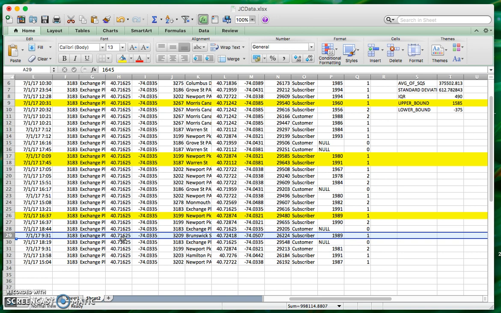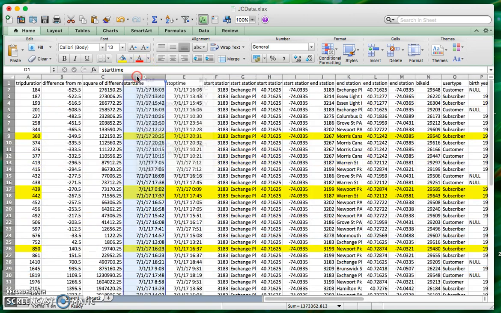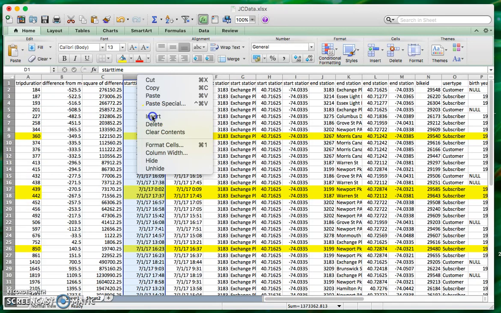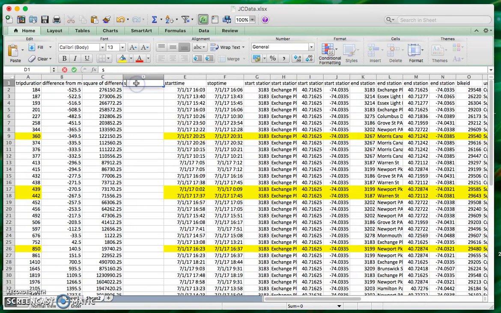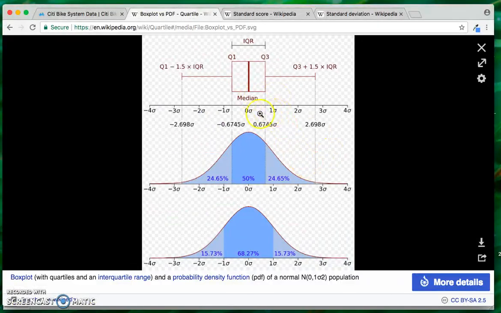extreme or typical. So we have one final step here, and that is that we're going to calculate something called the standard score. And the standard score is actually quite simple. Again, it's one of those things that might seem a little complicated at first, but basically the standard score is just how many standard deviations away from the mean is this particular value.